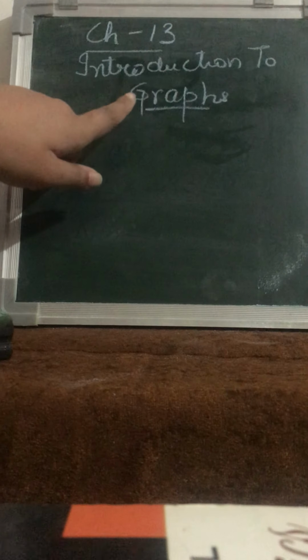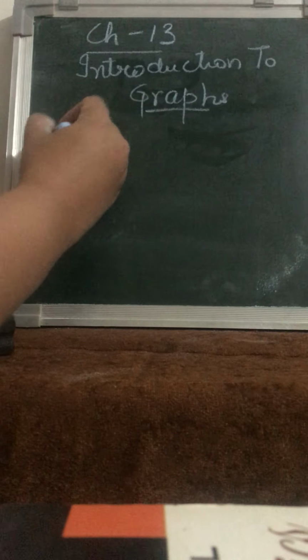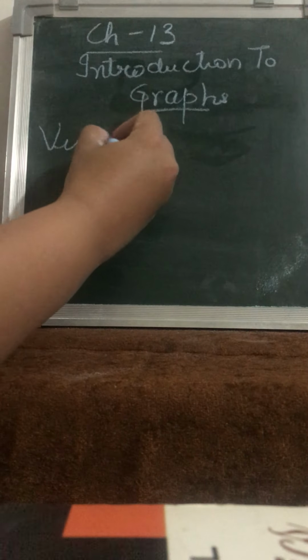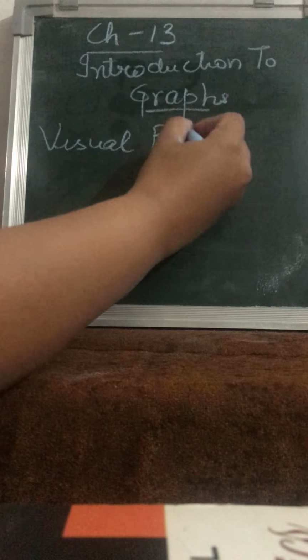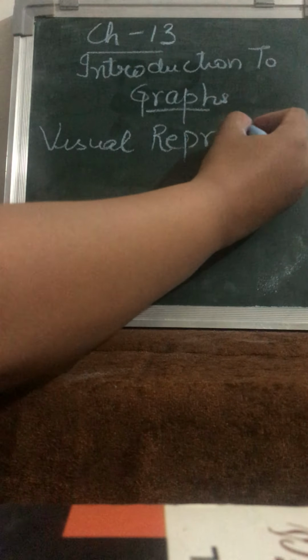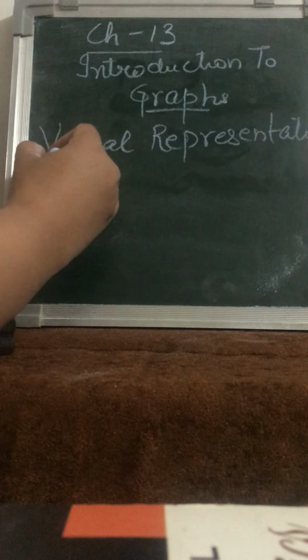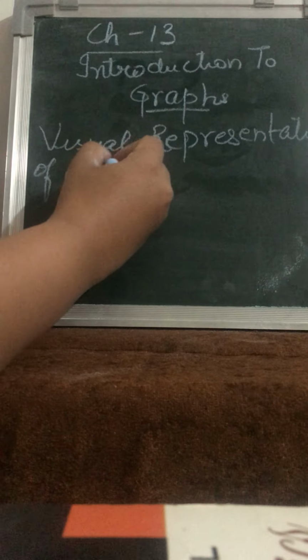So, first of all, the name of the chapter says Introduction to Graphs. Now, what are graphs? You need to learn a few definitions in this chapter. Graphs are the visual representation of the collected data. So, I say graphs are the visual representation of collected data.